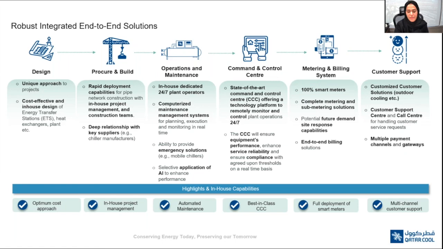This slide is about the services we provide at Qatar Cool from A to Z. It starts with design and ends with customer service support. Design, procure and build, operations, and maintenance all happen in-house. We have a good relationship with key suppliers. We have a state-of-the-art command and control center to remotely monitor and control our plants, metering and billing systems, full deployment of smart meters, and we control the entire building cycle in-house as well. And we have a customer support center and call center for handling customer service requests with multiple payment channels.